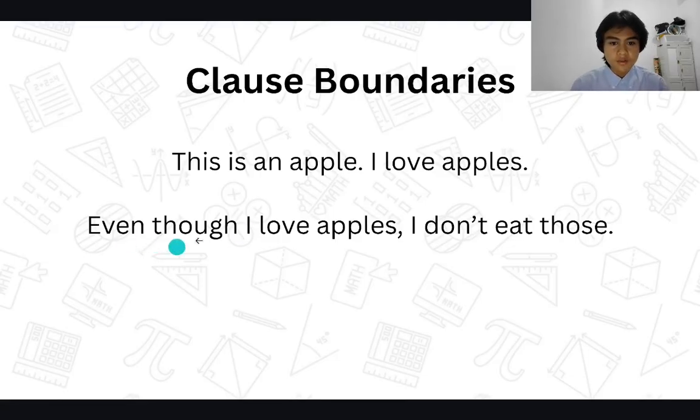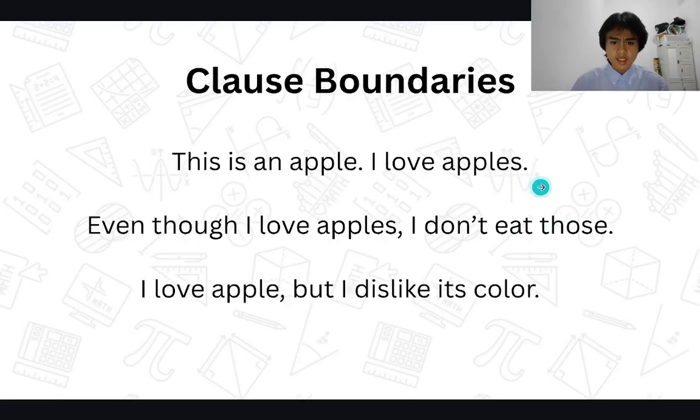So for example, even though I love apples, I don't eat those. So those refers to the apples. So "even though I love apples" is a dependent clause, and "I don't eat those," which means I don't eat apples, is an independent clause. Why? Because as we talked about in the previous lesson, I is the subject, don't eat is the verb, and those is the object.